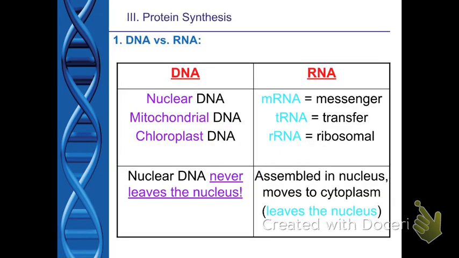There are different types of DNA. DNA can be found in the nucleus, mitochondria, or chloroplast. There are three types of RNA as well: mRNA, which is messenger RNA, tRNA, transfer RNA, and rRNA, which is ribosomal RNA. DNA never leaves the nucleus. RNA, during transcription, stays in the nucleus, but then when it does translation, it moves out of the nucleus into the cytoplasm, where it finds a ribosome.